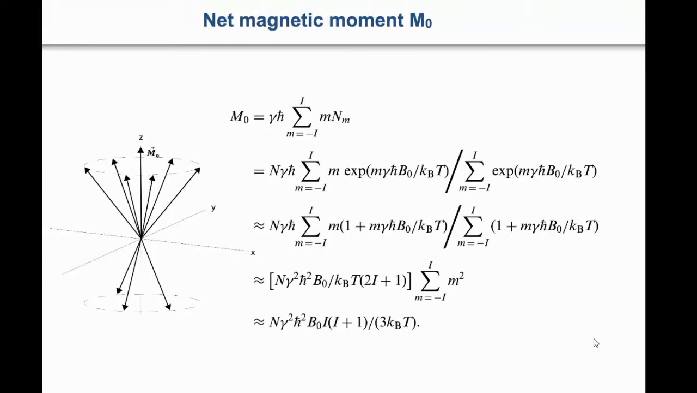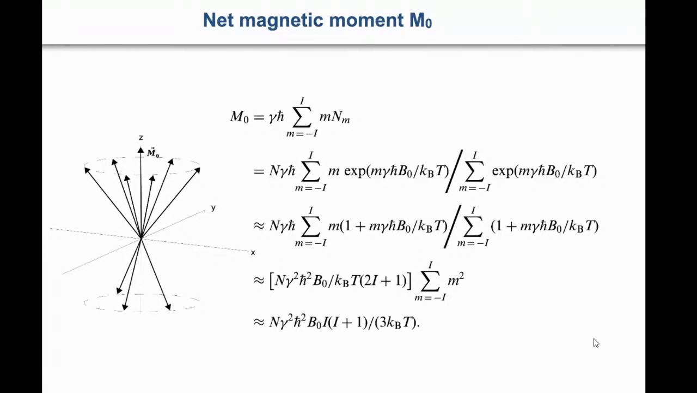This M0 that you are going to calculate depends on N, which is the number of nuclei or basically the concentration, gamma, which is the gyromagnetic ratio, and B0, which is the magnetic field, and it is inversely proportional to the temperature. So how are you going to get M0 high? We put a lot of sample, so the concentration has to be higher. Your gamma has to be higher, but that is basically decided by the nucleus.